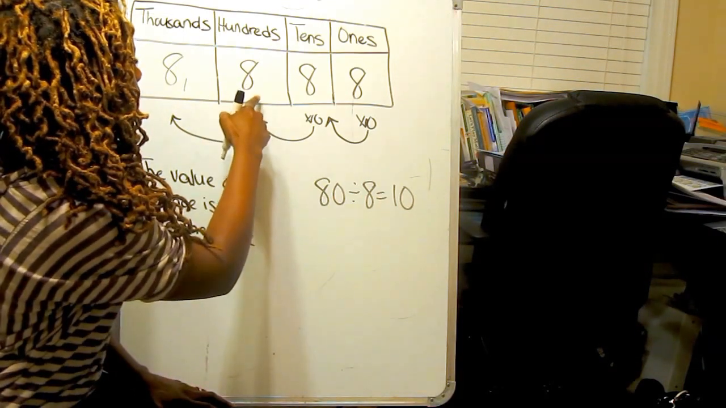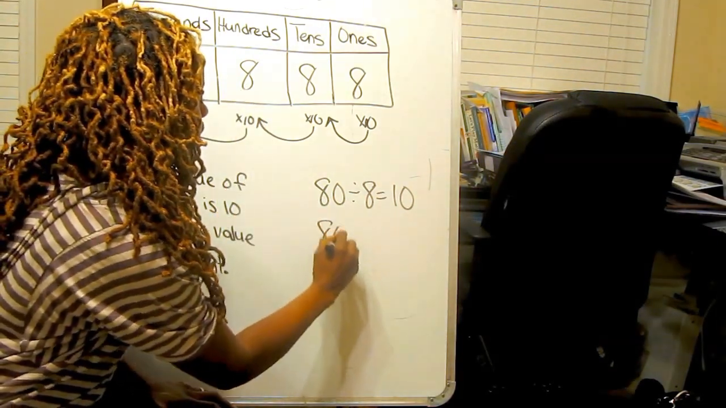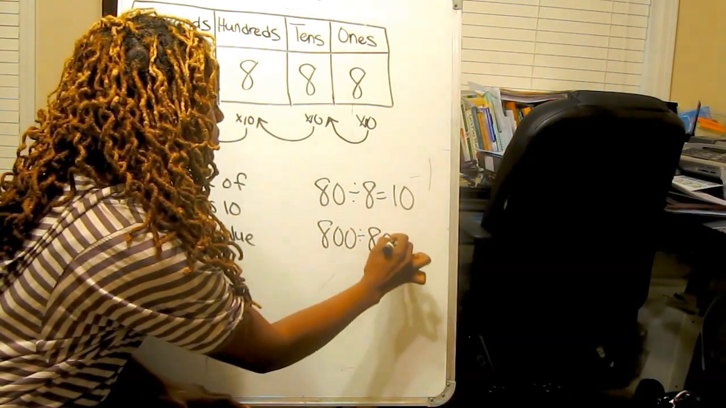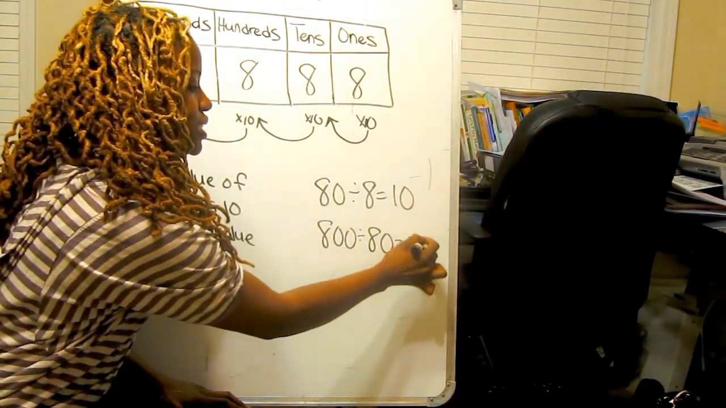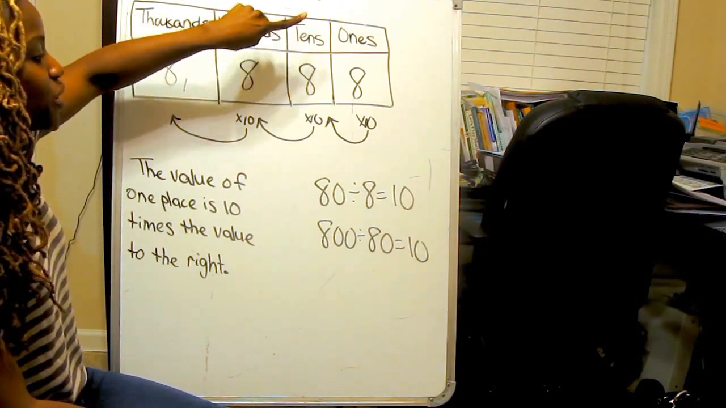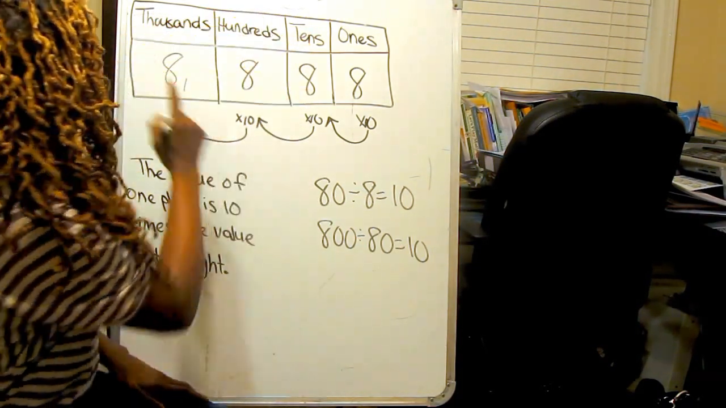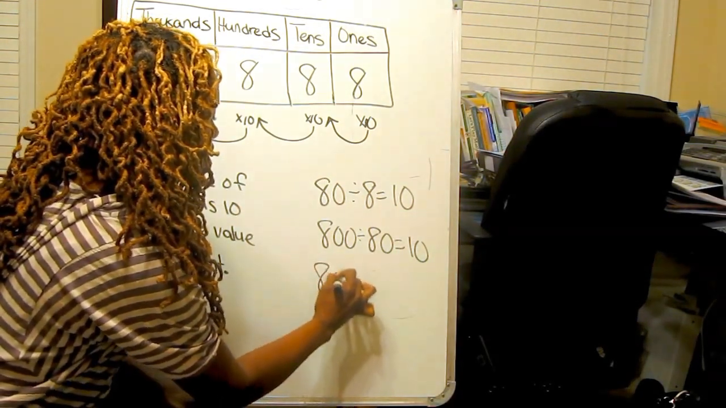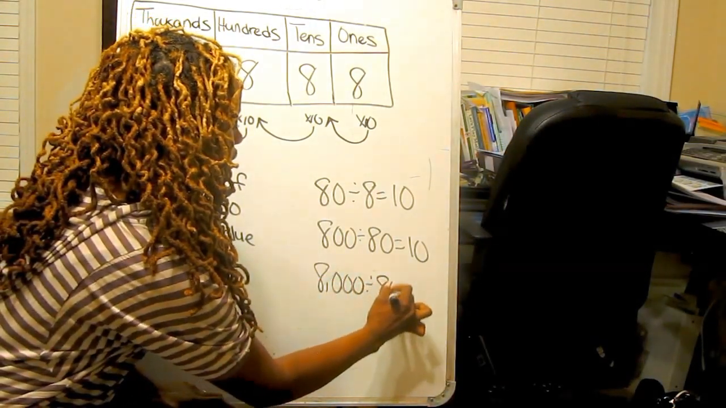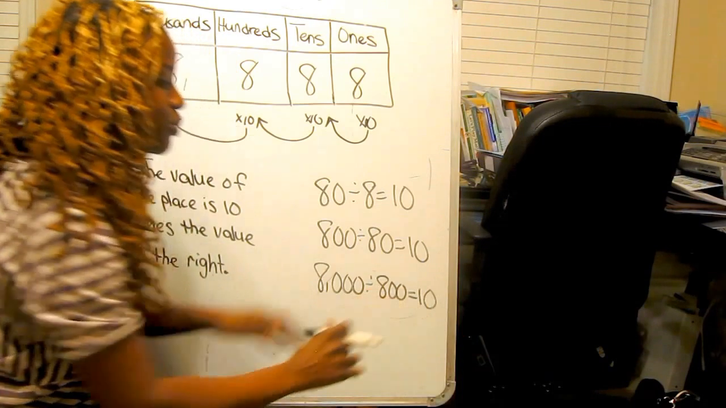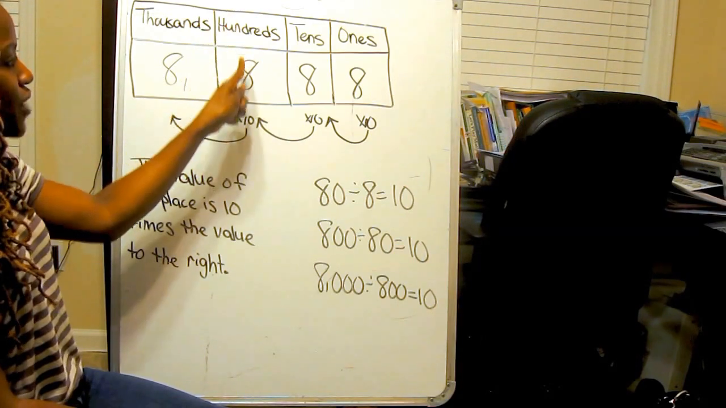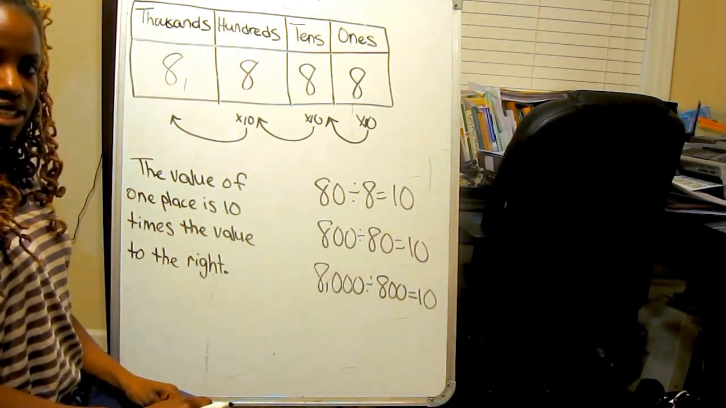If we divided 800 divided by 80, we get 10. 800 is 10 times the value of 80. And if we divided 8,000 divided by 800, again we get 10. 8,000 is 10 times the value of 800.